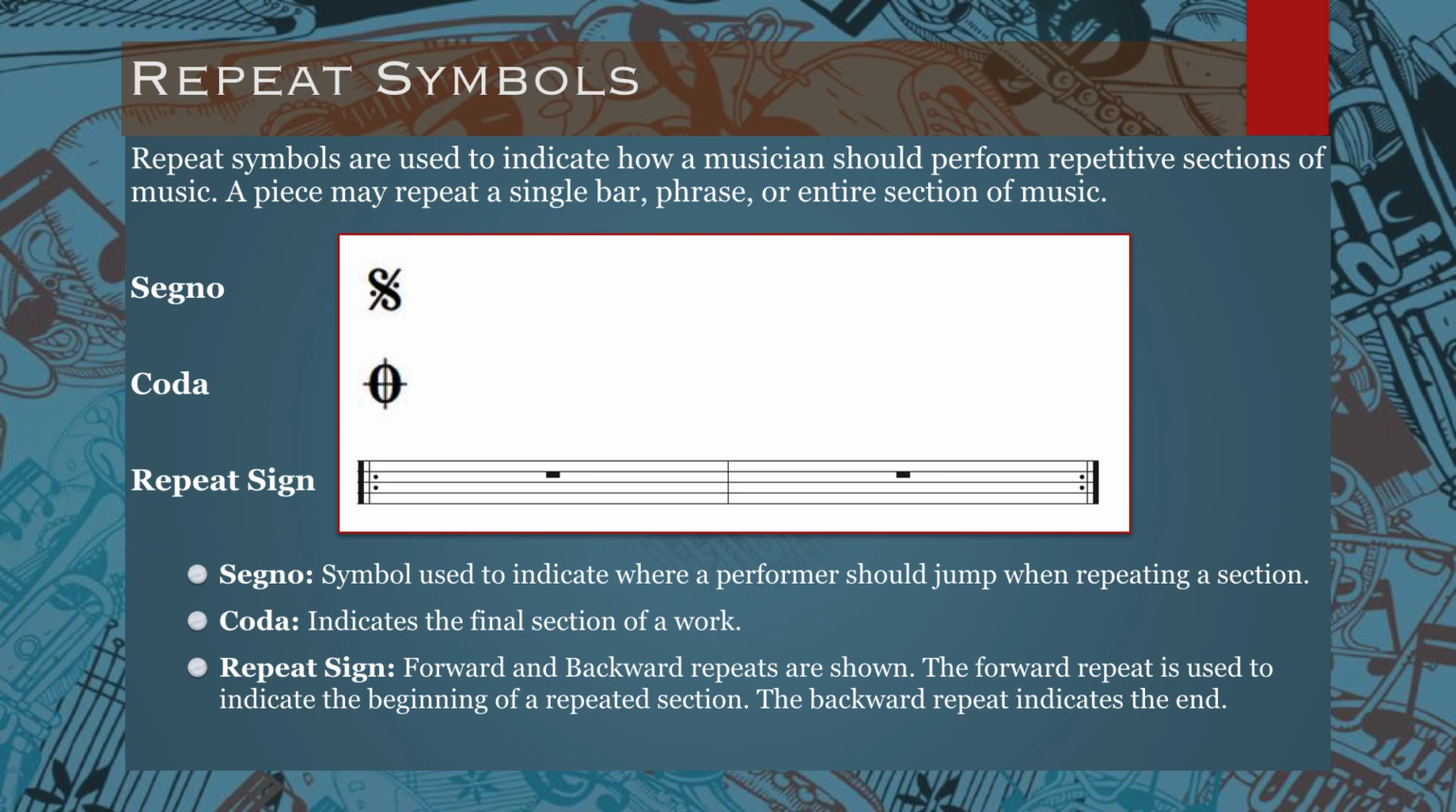So the SEGNO sign is used to indicate where a performer should jump when repeating a section. I'll show you an example of this. The CODA indicates the final section of a work. It's attached to the end of a complete work. And the repeat sign is used to indicate the beginning of a repeated section when you have a forward repeat, and then you'll see the backward repeat later on to indicate the end of that section.